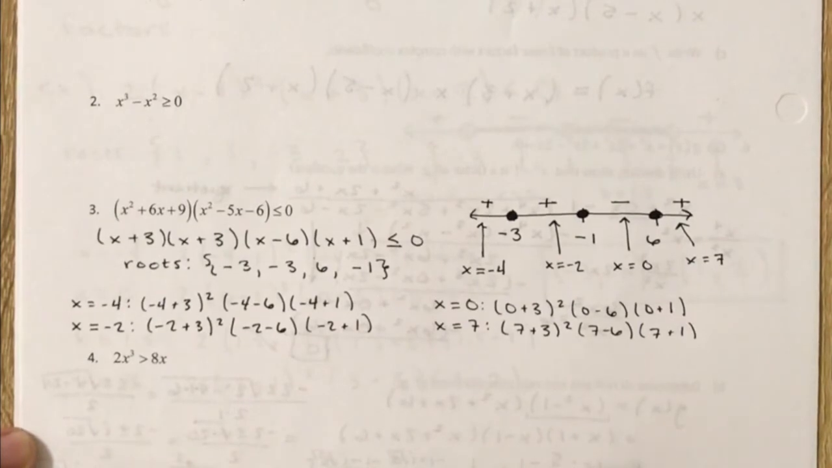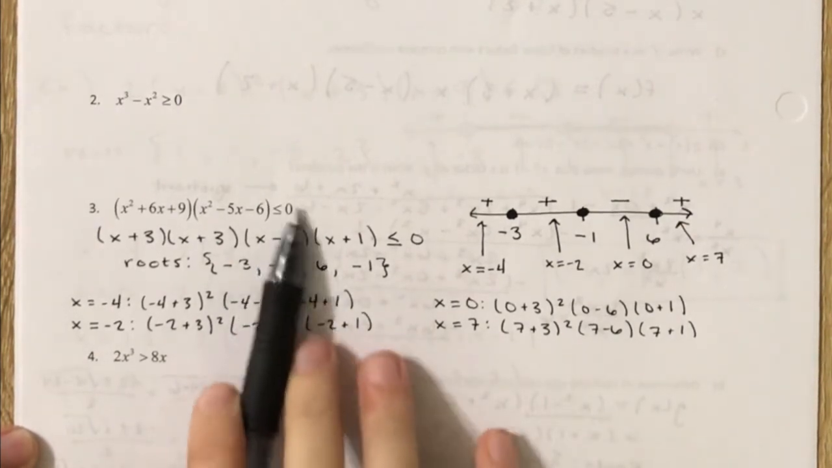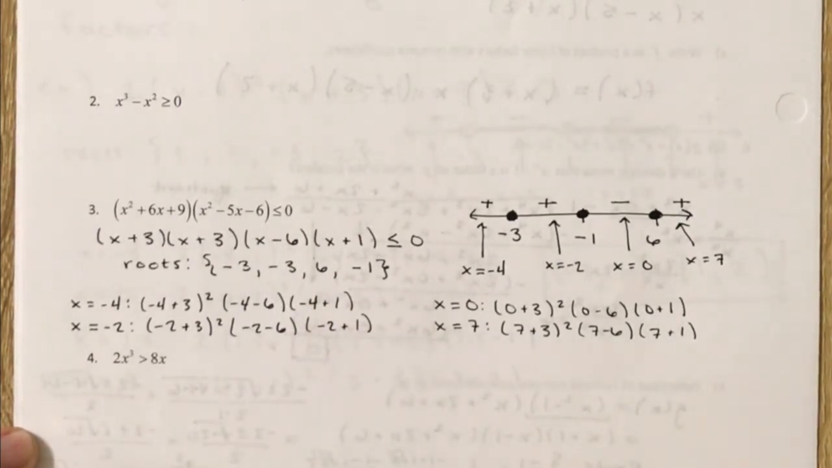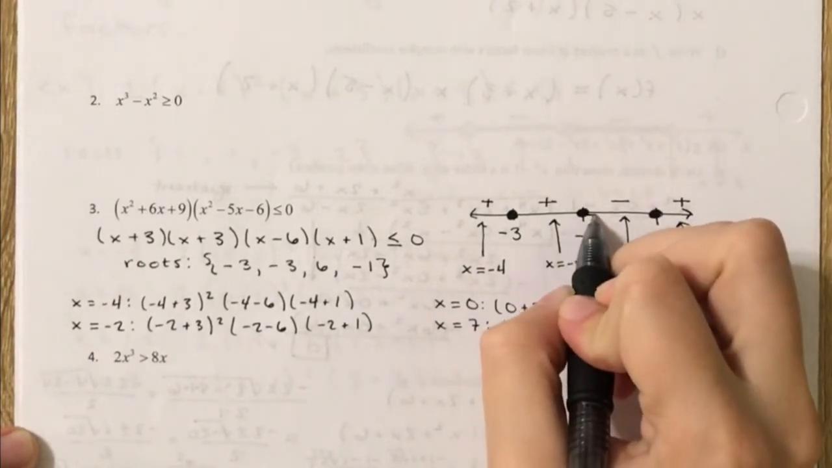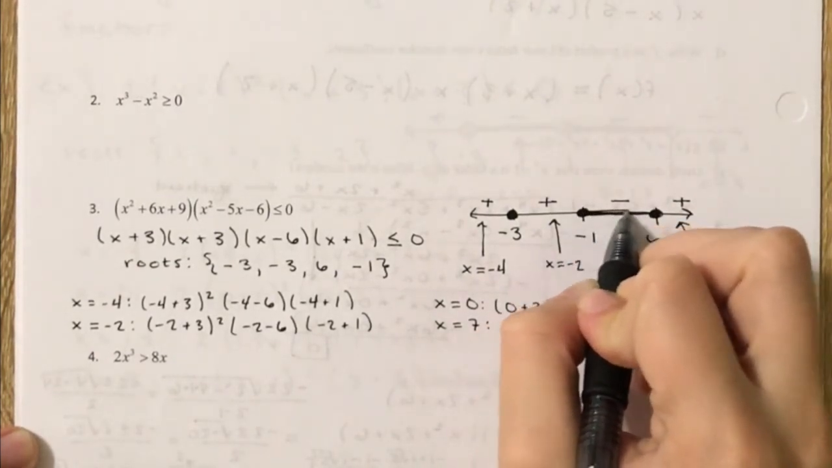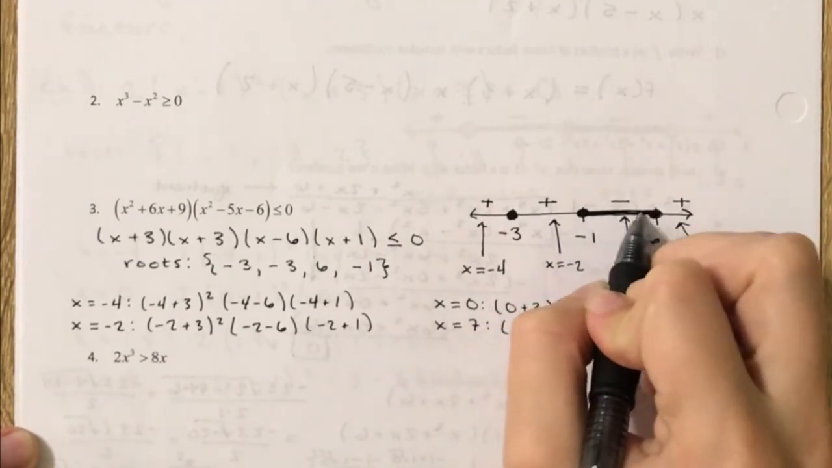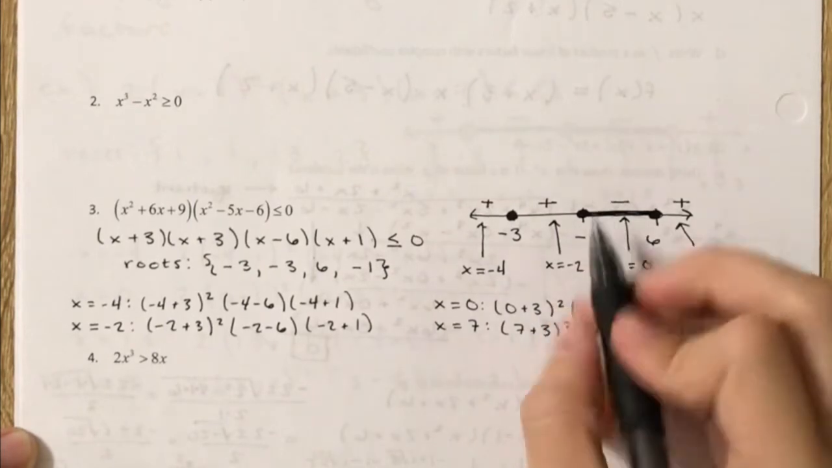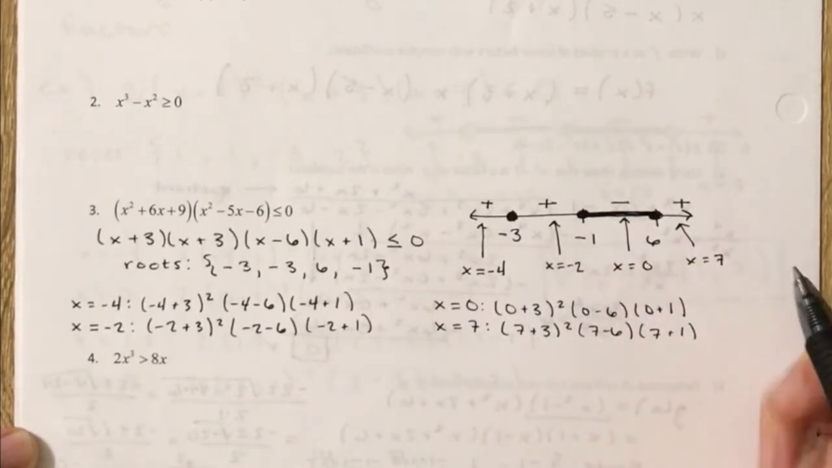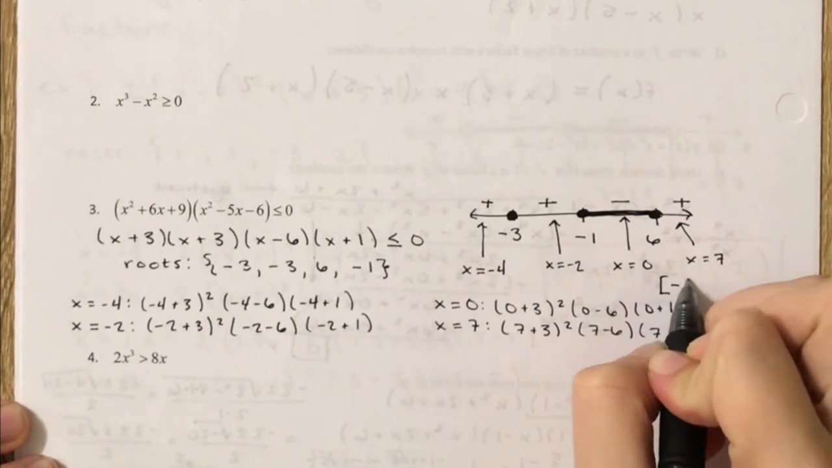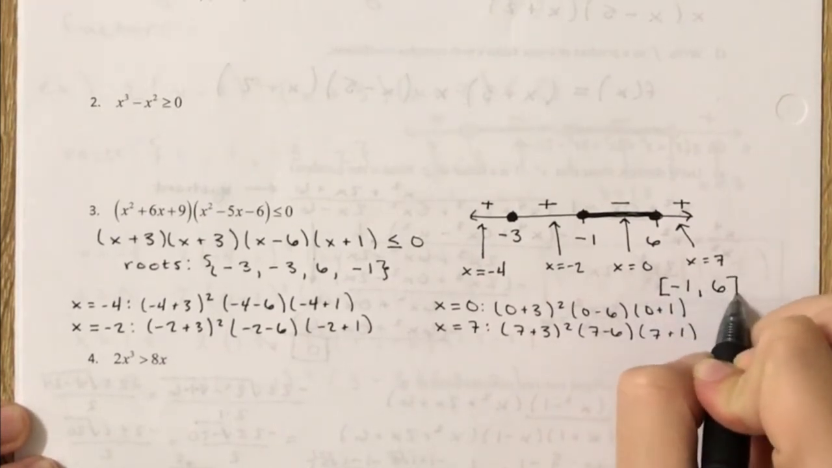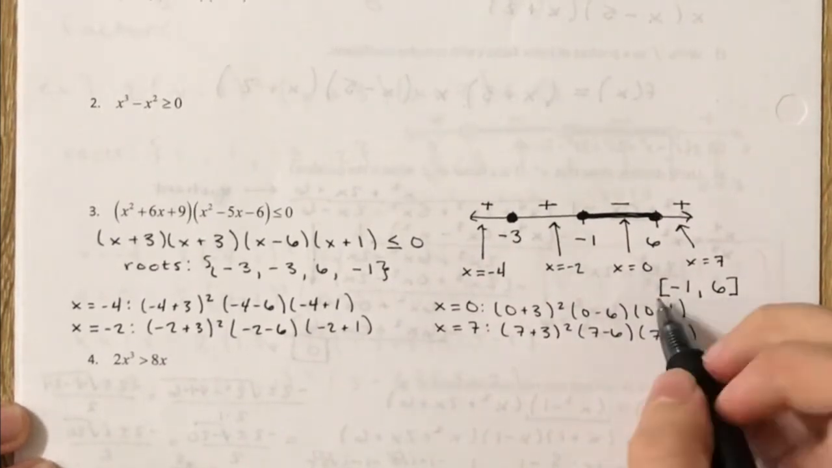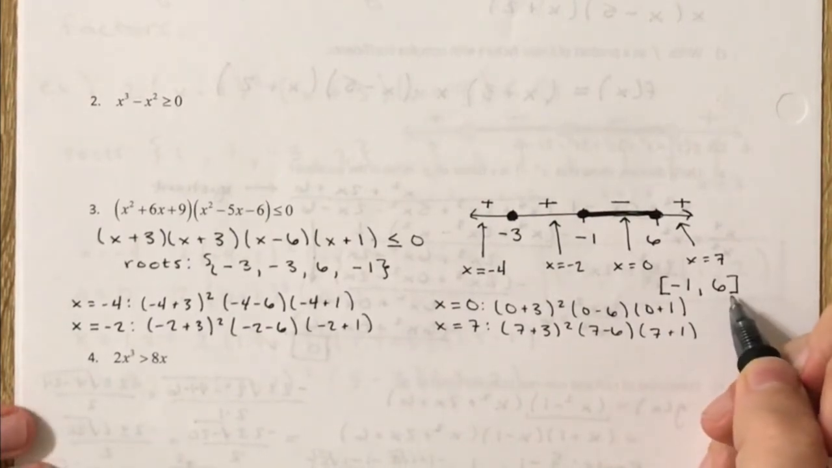Now we want to shade. What are we looking for? Well, we're looking for where we're less than or equal to 0. Less than or equal to 0 is negative, so I'm going to shade right here. We want to write this in interval notation. So I have closed points, which means I'm going to have brackets. So bracket negative 1 to 6 bracket. Is this all? Are these all of the x values where we're less than or equal to 0?